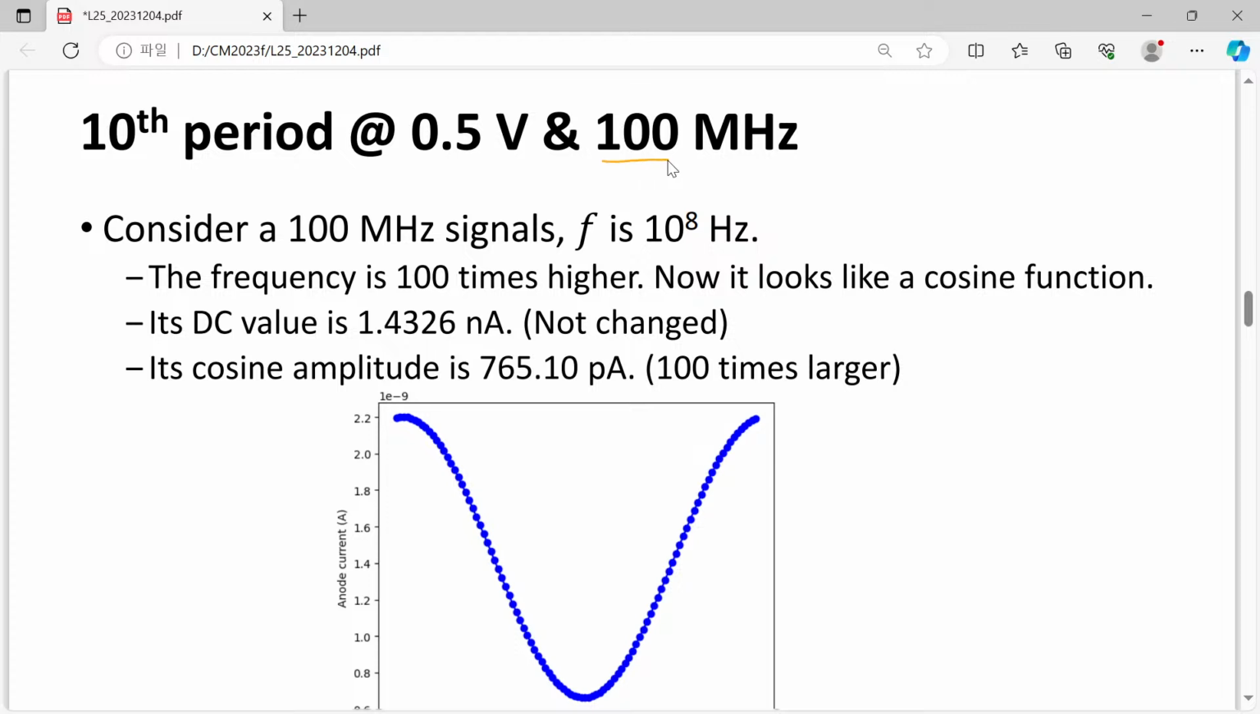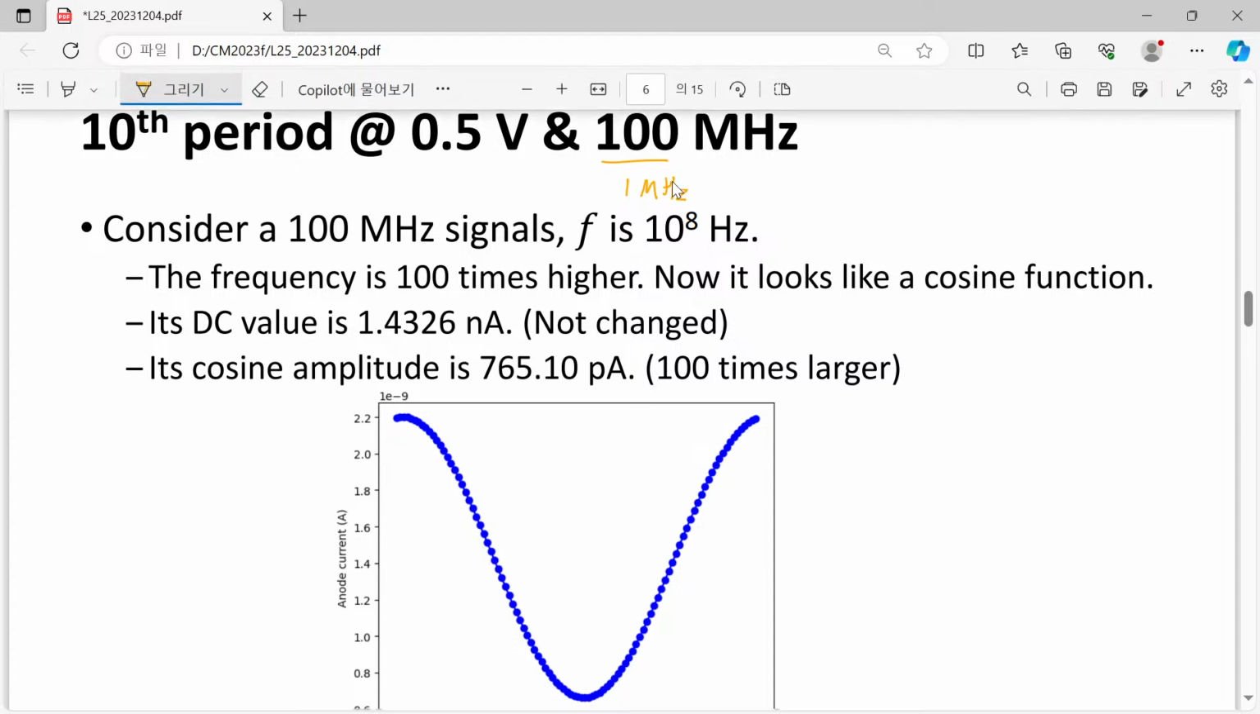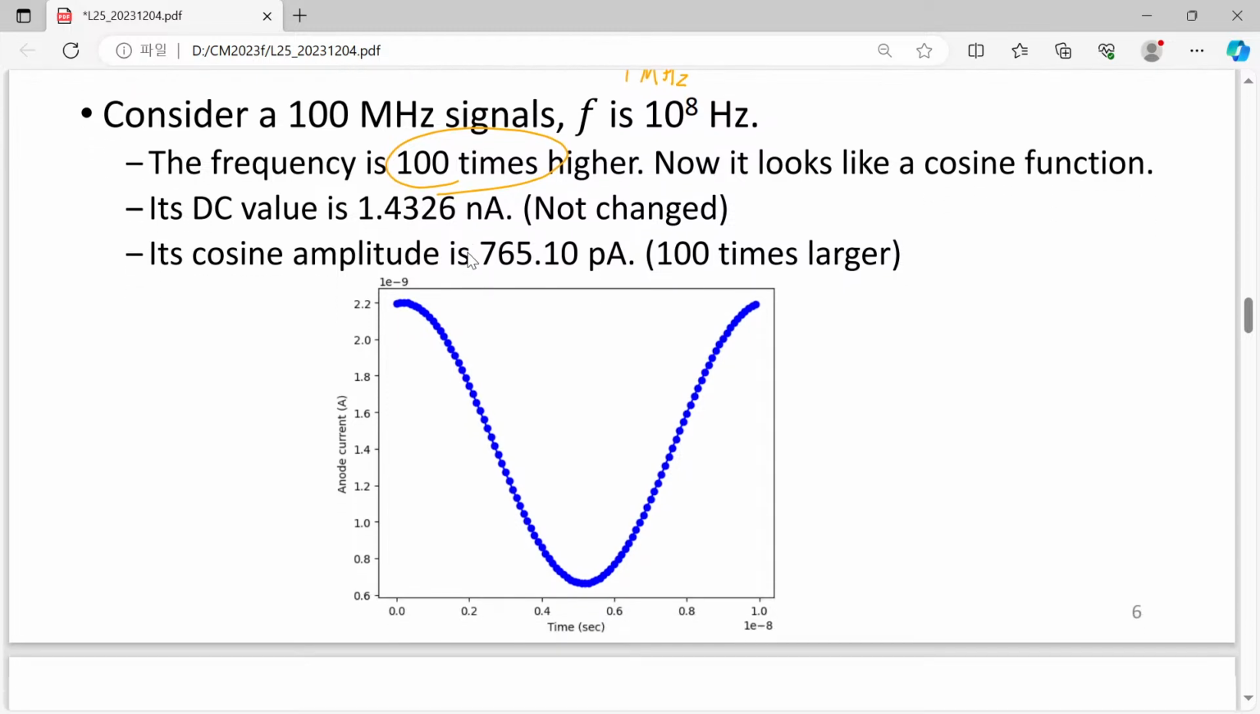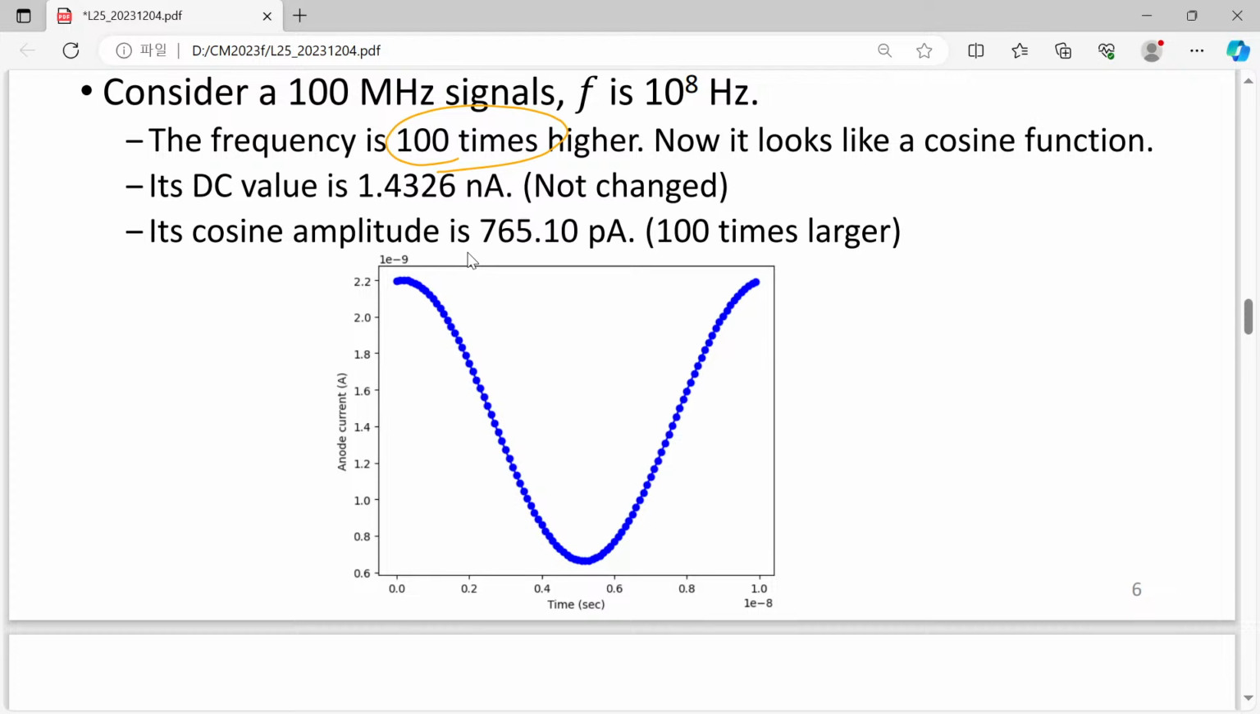Instead of the previous 1 megahertz, now I increase the frequency up to 100 megahertz. Now it is 100 times higher than 1 megahertz. Then please have a look at the response of our anode current. Do you think that this is still following the sine component, or do you think that now it is following the cosine component? What is your opinion? Of course, you can see that this one now follows the cosine component.